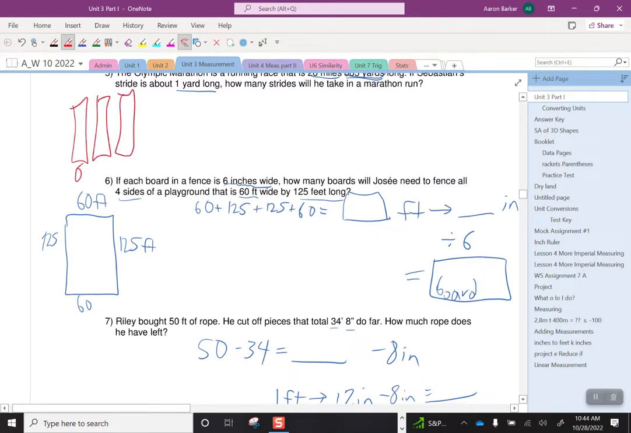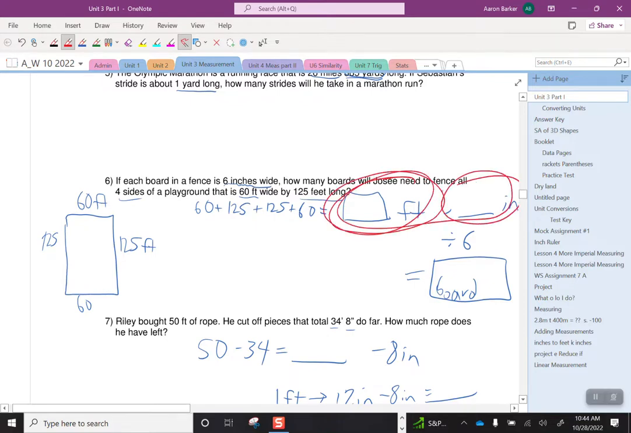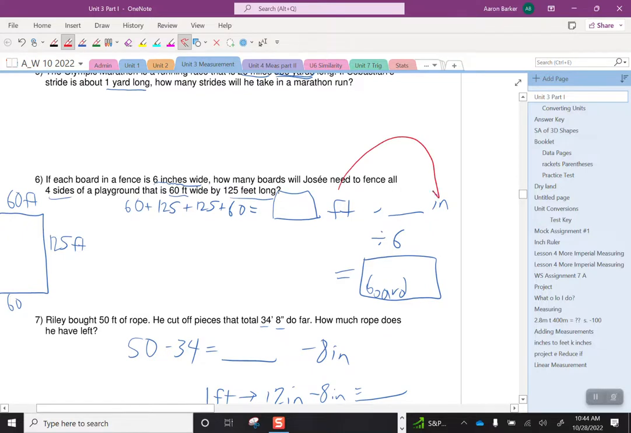As you're building this fence, you need to figure out how many groups of 6 inches are in the total number of feet. So we're going to convert our total feet into total inches, for the dimension of the backyard, or playground in this case, sorry. Then you simply divide by 6 inches, and that'll tell you how many boards are needed. Total number of inches divided by 6, and that'll tell you how many boards you need. Any questions with that one?